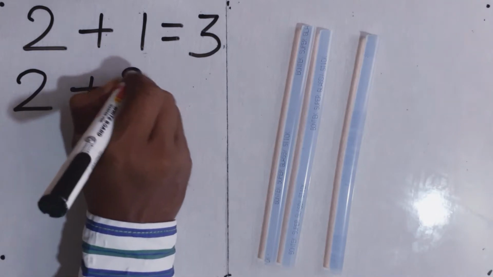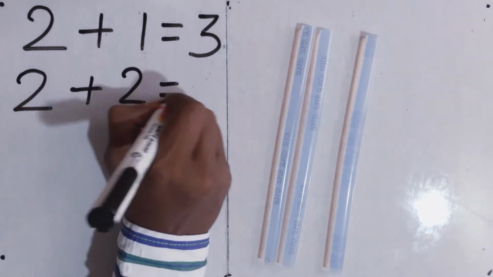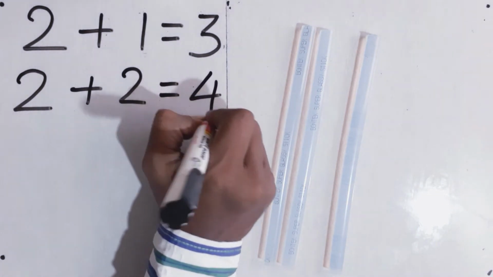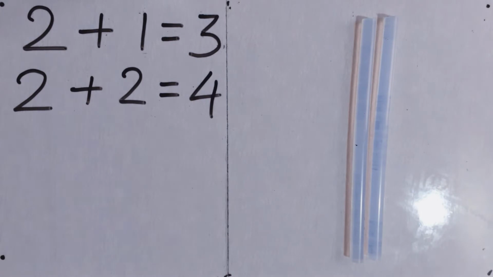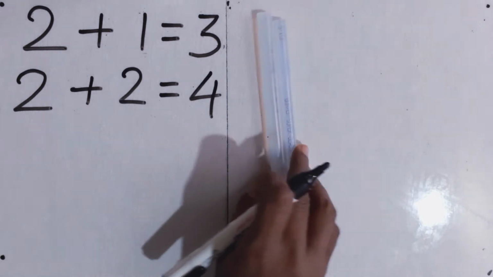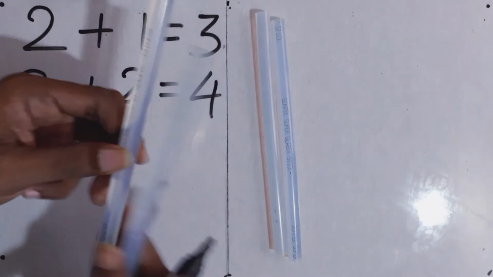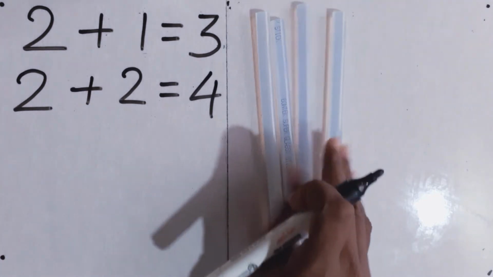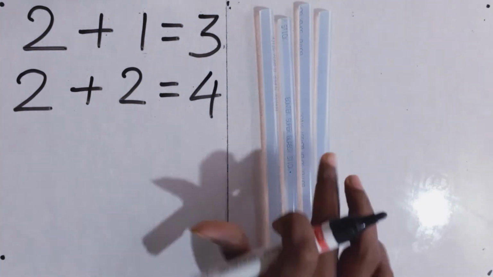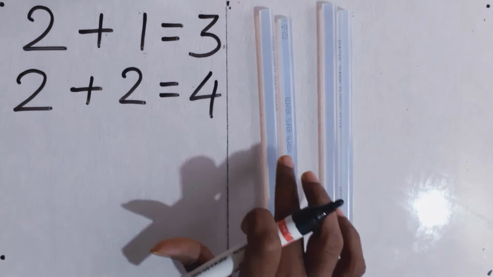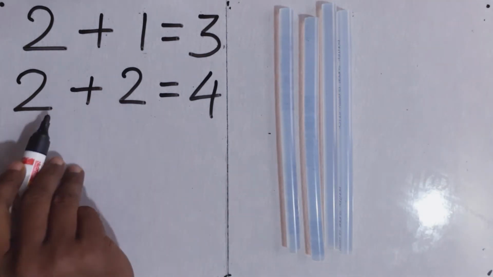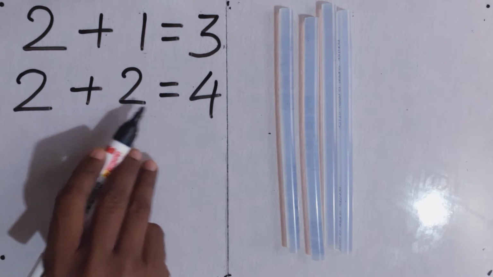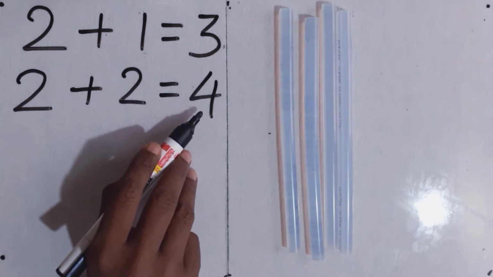2 plus 2 is equal to 4. These are 2 sticks plus 2 sticks. Now you count total sticks 1, 2, 3, 4. 2 plus 2 is equal to 4.